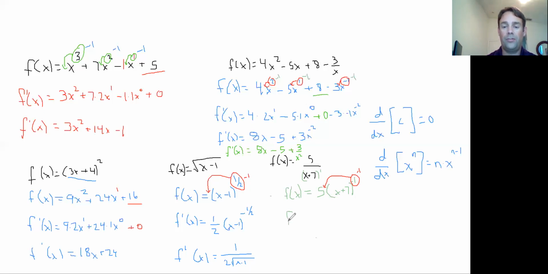So f prime of x equals 5 times negative 1 times x plus 7 to the negative 2. In other words, f prime of x, and again, I don't have to clean it up. I'm going to, but I don't have to.